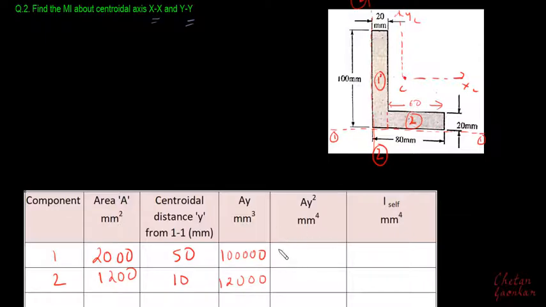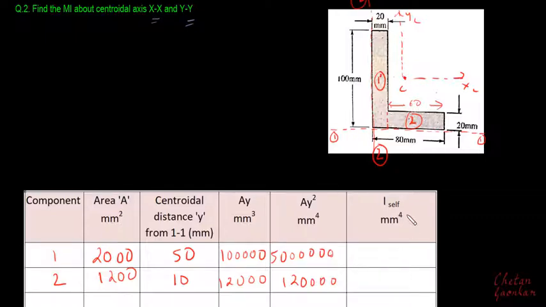Then a into y square, area multiplied by y square, will be equal to 2000 multiplied by 50 squared, which is 5,000,000. And similarly, area a2 into y2 square will be equal to 12 and then four more zeros, that is 120,000.